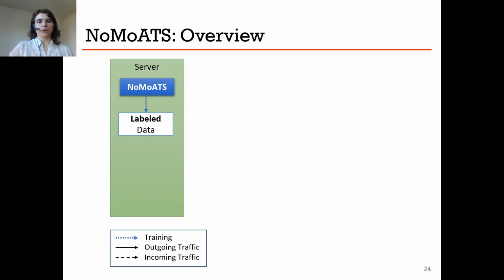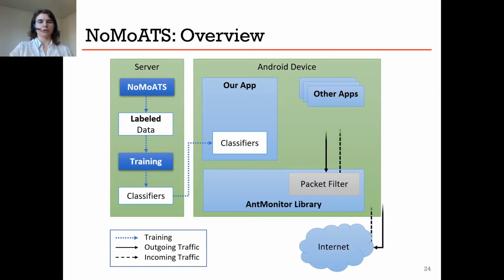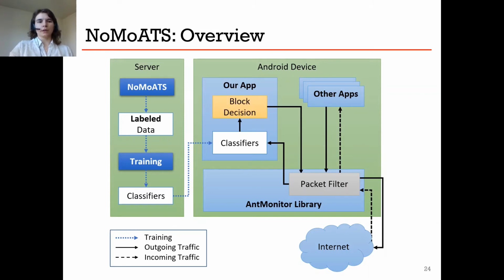So on the server side, we have NoMoATS collecting data, and then that data can be fed into training machine learning classifiers. The classifiers can then be pushed to the Android device, where we also have a VPN interception service, such as AntMonitor. This service will then feed the traffic data to the classifiers, and the classifiers will provide back a decision. Another thing provided by VPN services such as AntMonitor is the ability to map packets to applications, so we can potentially build specialized classifiers that are tailored to a particular app.